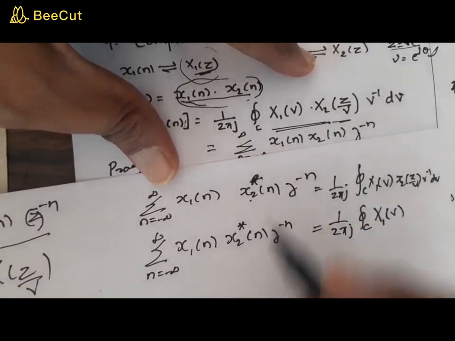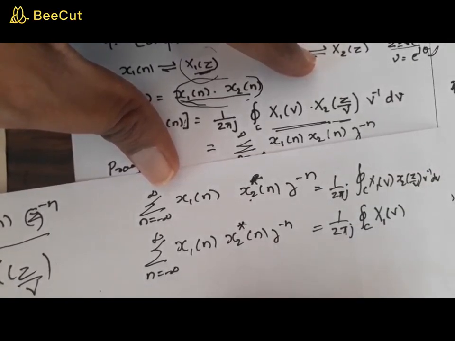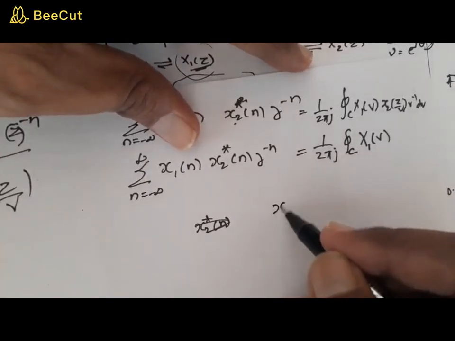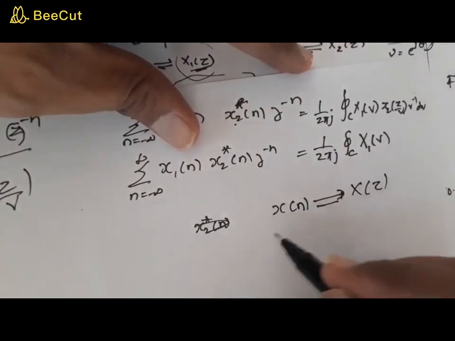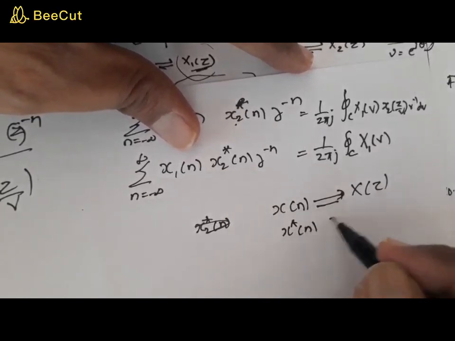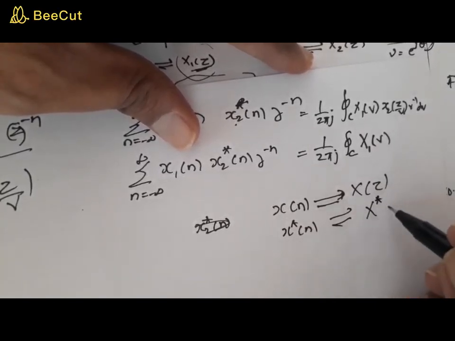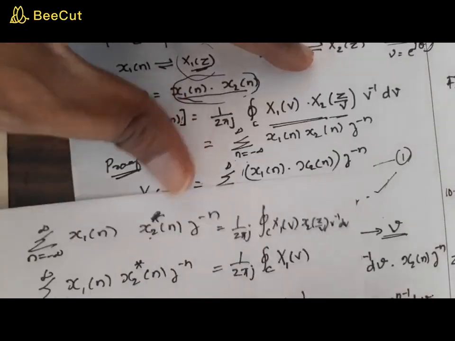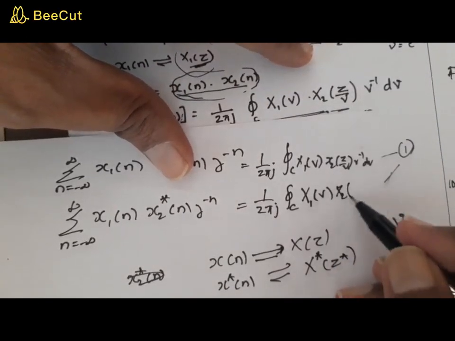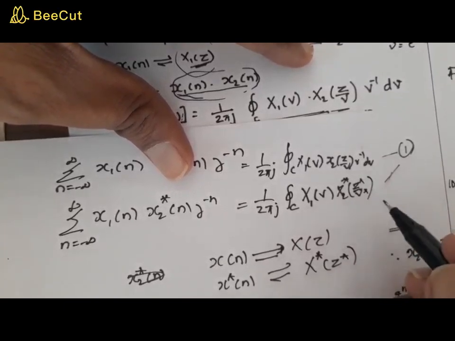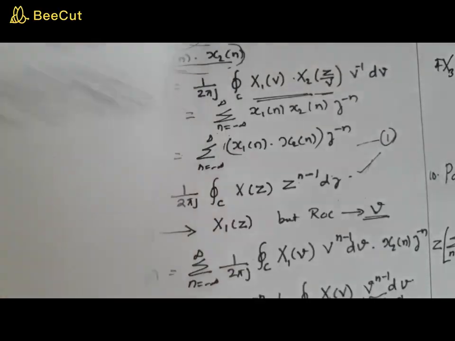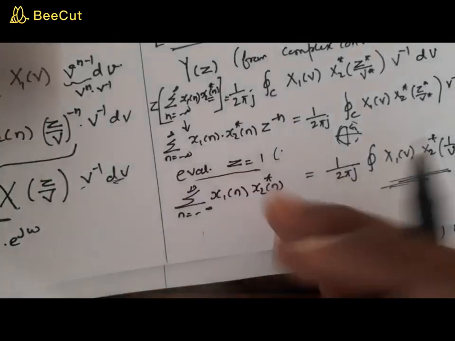So if that is the z transform, what will be the z transform of x2 star of n? We have seen that from the conjugation property, I am just recollecting the conjugation property. Say if it is X of z, what is the z transform of x star of n? That's going to be X star of z star. So this becomes X2 star of z star by v star, right? Using that you can straight away write the same expression.